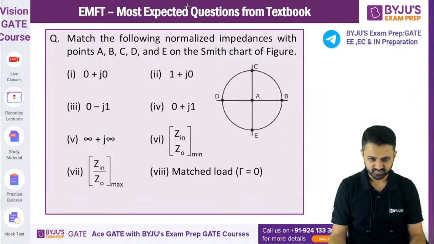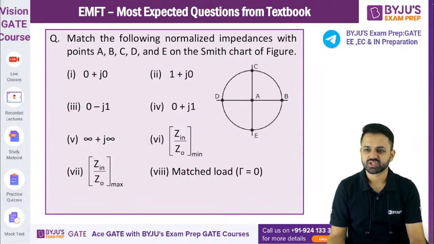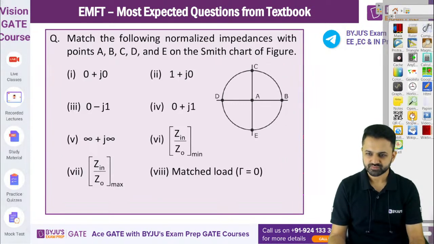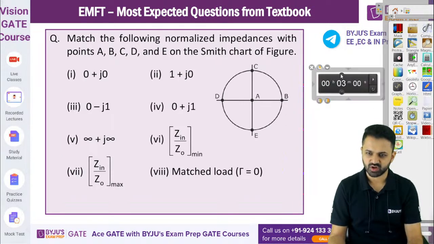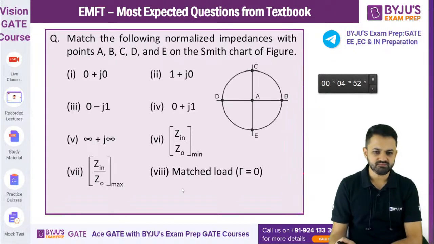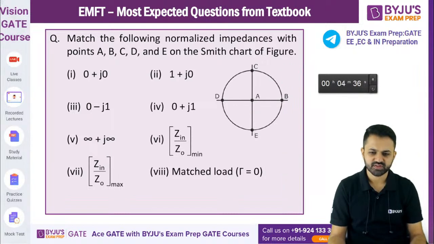So, guys, this is the first question in front of you. I would like to solve this question in 5 minutes. Diagram A, B, C, D, E. You have to identify which one of these points is correct. Go through it once and let me know what answer you are getting.